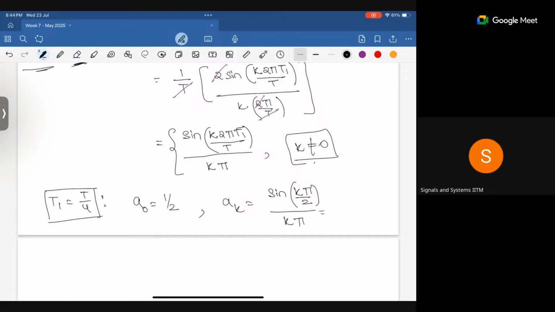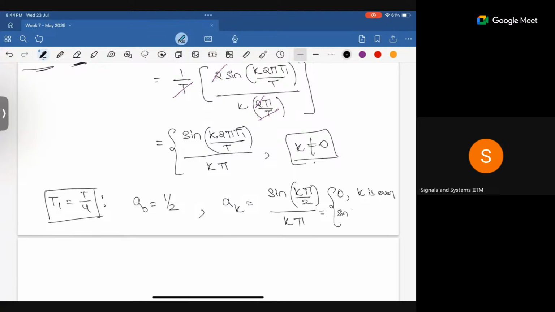And you can further simplify this because there is pi by 2 in the numerator, no? When k is even, can somebody comment on this? When k is even, what will be sine k pi by 2? 0. So this will be 0 when k is even.